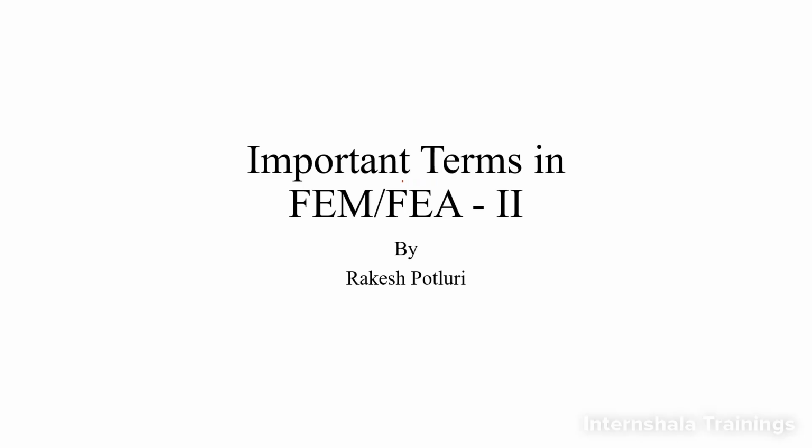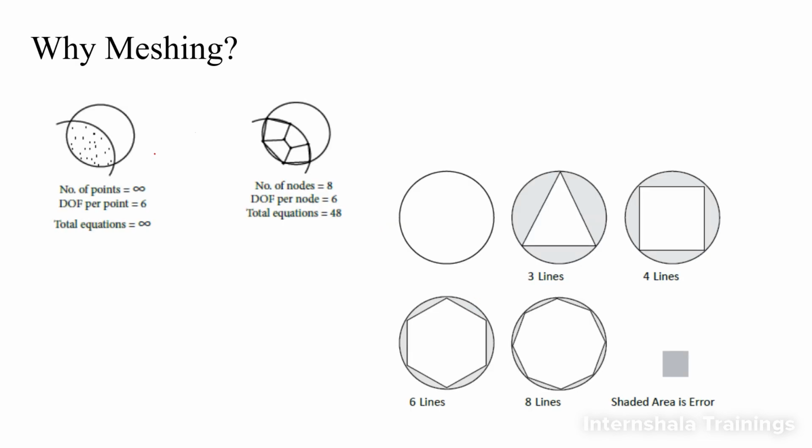In this lecture, we are going to talk about some more important terms that we come across in the finite element analysis or finite element method, right? Now, why do we need meshing? If you consider each and every body in this physical universe, they are all continuous in nature. Continuous means each body consists of an infinite number of points, and for that infinite number of points we have 6 degrees of freedom for each point.